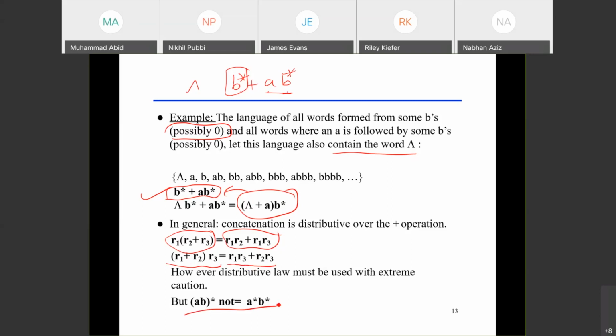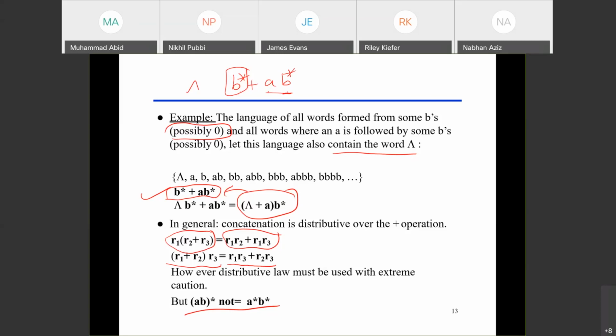Why? Anyone? Because for AB star, every time it generates the whole word AB, whereas A star B star is going to be individual letters A or B. Very nice. Exactly, this is the perfect answer.